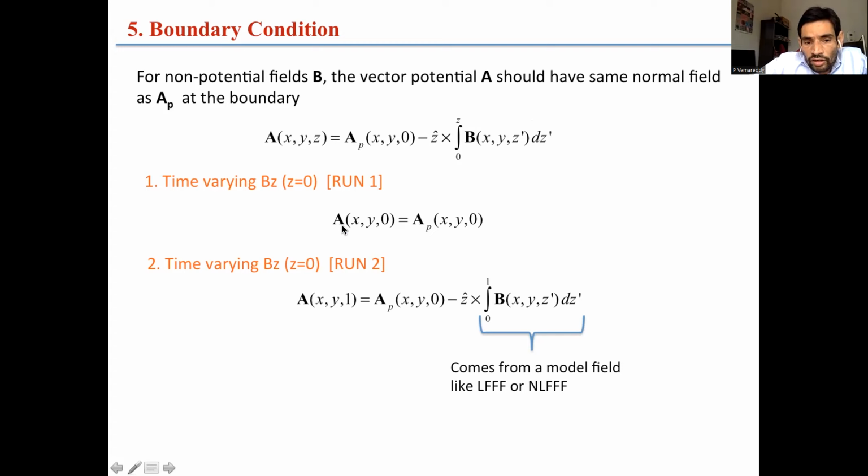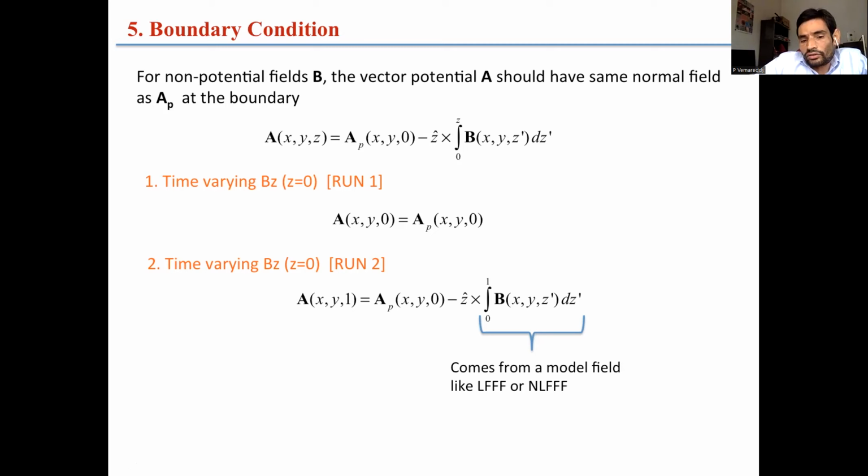One is the vector potential at the boundary, A is equal to the potential magnetic field AP, which depends purely on the BZ component. The other is either a linear force field or a nonlinear force field. In the linear force field approximation, we have only some average speed going into the atmosphere, and in the nonlinear force field it is spatially varying. So in this case, the way the vector potential is constructed for a given model, the BZ component is the same for both the potential field and the nonlinear force field, or current carrying field.